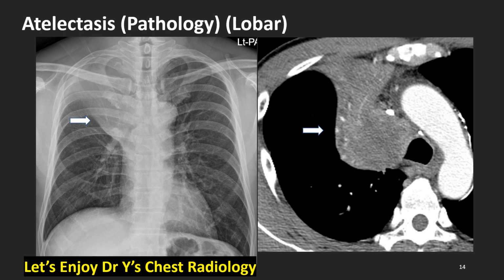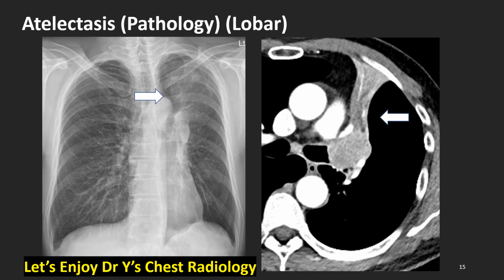Atelectasis pathology. Lobar. Right upper lobe collapse due to non-small cell lung cancer of the right upper lobe. Atelectasis pathology. Lobar. Left upper lobe collapse due to squamous cell carcinoma of the left upper lobe.